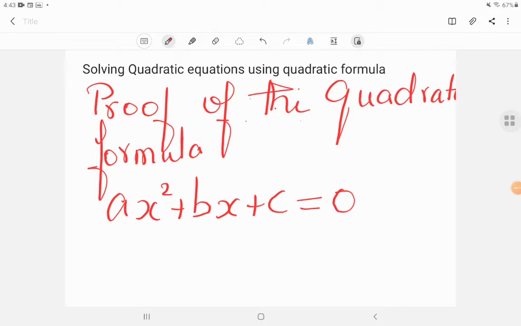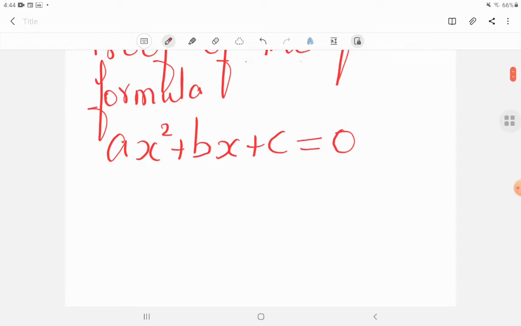Hi everyone. In this lesson we will focus on how to solve a quadratic equation using the quadratic formula. The quadratic formula is x is equal to minus b plus or minus the square root of b squared minus 4ac, divided by 2a. First, let us look at the proof. How do we get that formula?